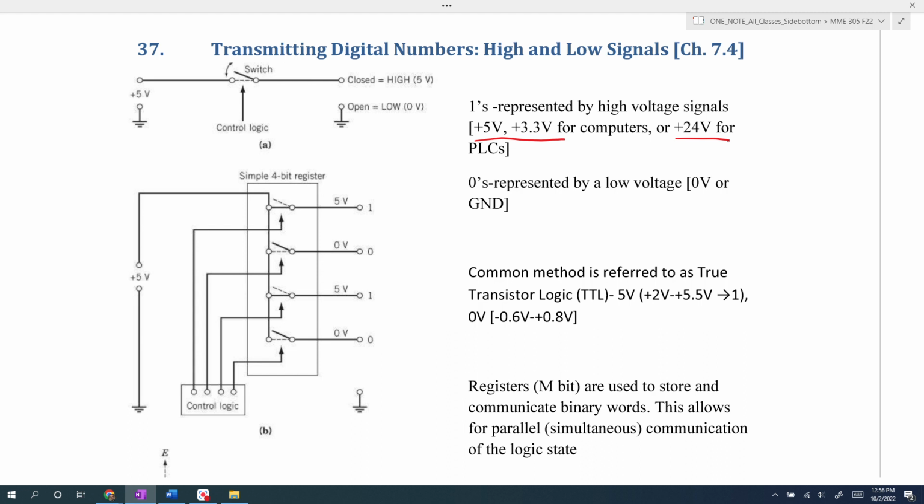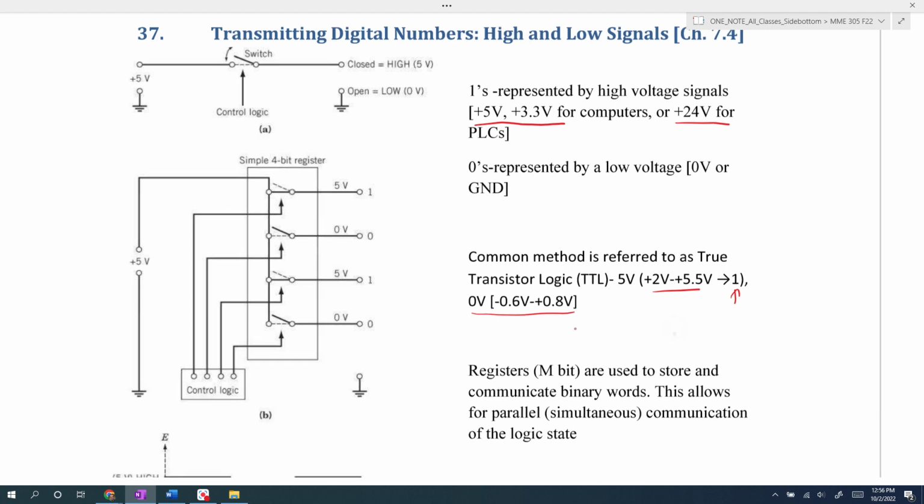All right. Low signals, zeros, are typically represented by signals that correspond to 0 volts or the ground reference, right? The common method used for transmitting digital numbers is referred to as transistor-transistor logic, where any voltage between 2 volts and 5.5 volts is considered to be true, and any voltage between minus 0.6 and 0.8 volts is considered to be equal to 0 volts, or binary 0.